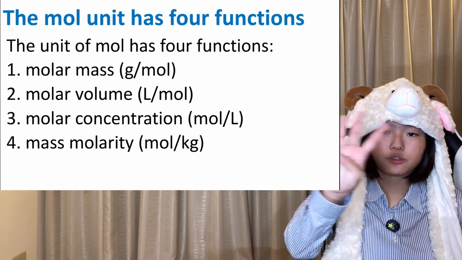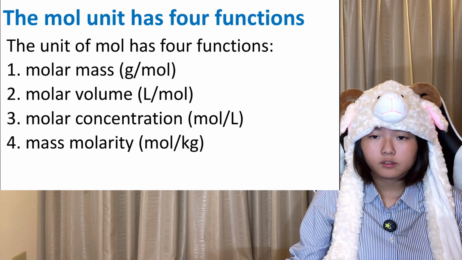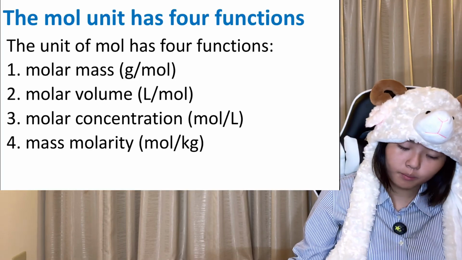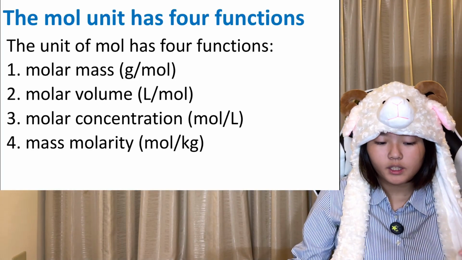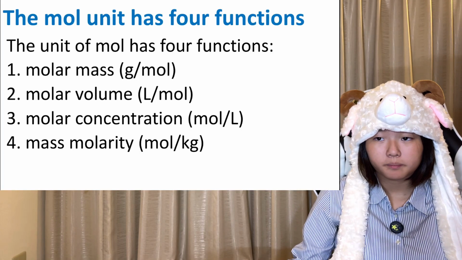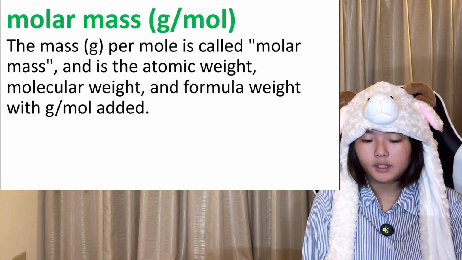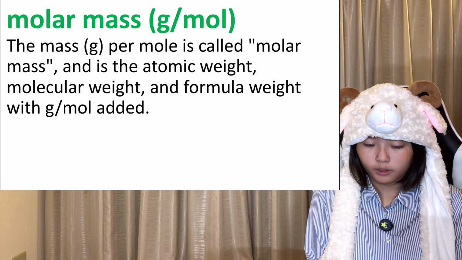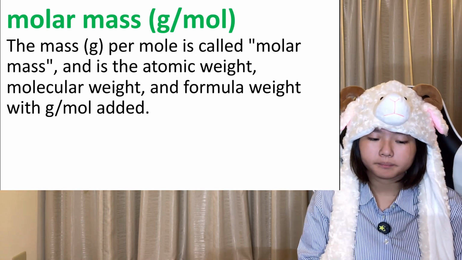The mole unit has 4 functions. 1 is molar mass, grams per mole, molar volume, liters per mole, molar concentration, mole per liters, and mass molarity, mole per kilograms. Molar mass, which is grams per mole, is called the molar mass, and it's the atomic weight, molecular weight, and formula weight, with grams per mole added.